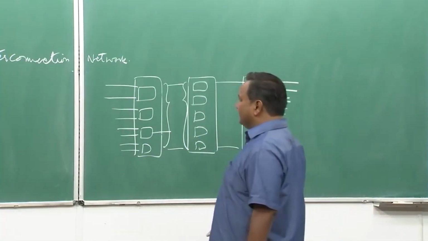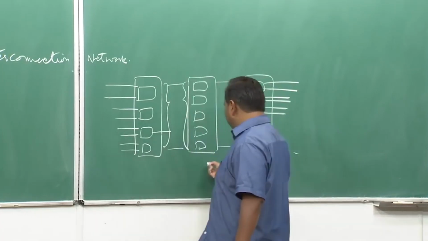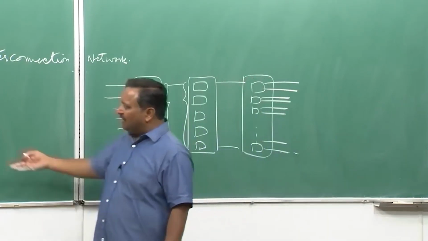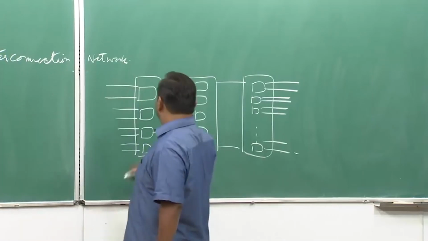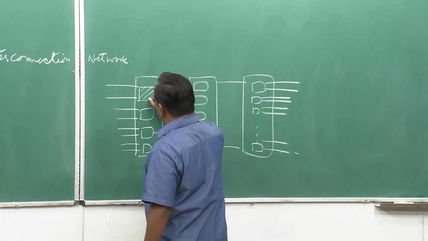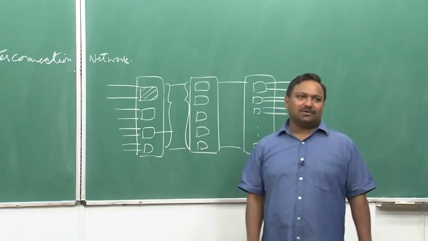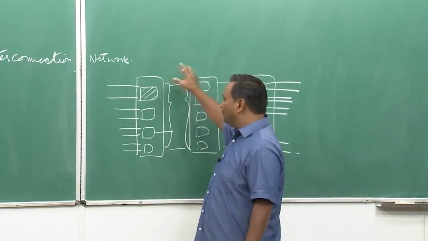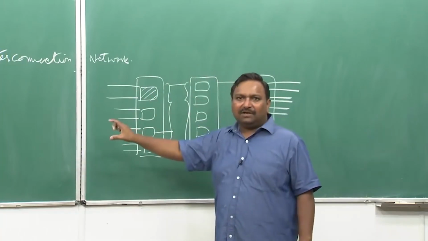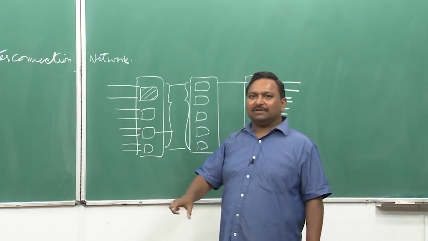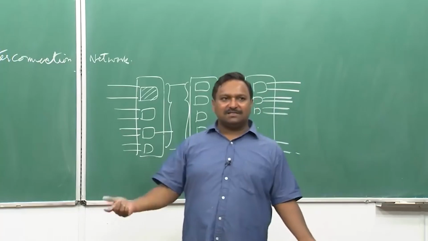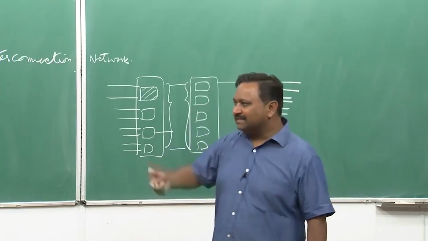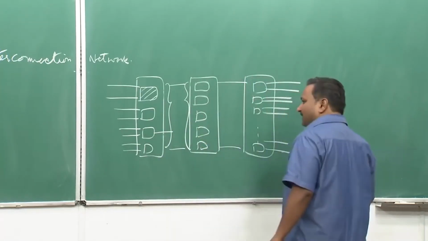Now, the idea is that we still do not know how many stages will be required. I want a strictly non-blocking switch. I only know this basic building block is a crossbar, which in itself is strictly non-blocking. So I have to talk about this network which has to be strictly non-blocking. So, can we do it with 2 stages? Let us ask this question. So, let us try if we can do this.